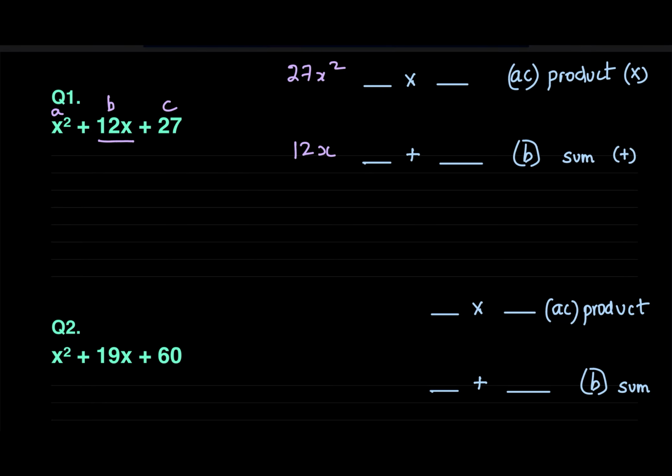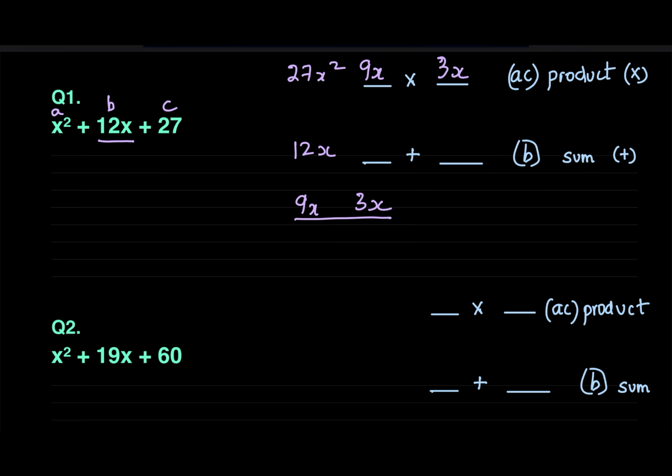Now, we need two numbers, or two terms, which will give us the product of 27x square and the sum of 12x. These are integers. It can be a positive and a negative, or two negative numbers, or two positive, anything in regards to both of them. So let us see the pairs which will give us 27x square. The first thing that comes to most of our minds is, okay, 9x and 3x. Will this give me 27x square? Yes, it will. So let us put positive 9x and positive 3x, which will give me 27x square.